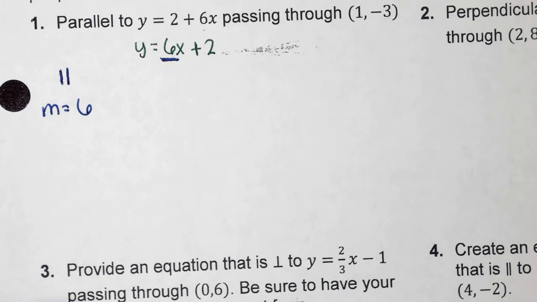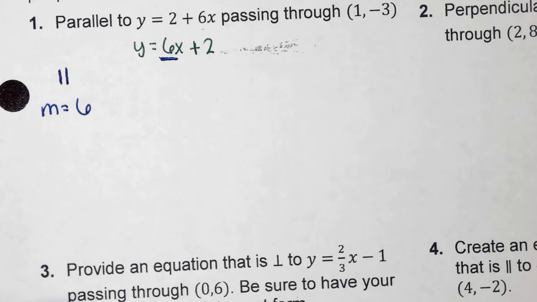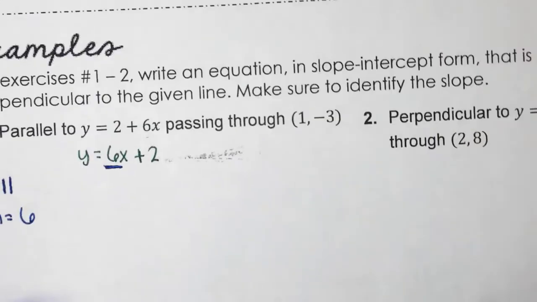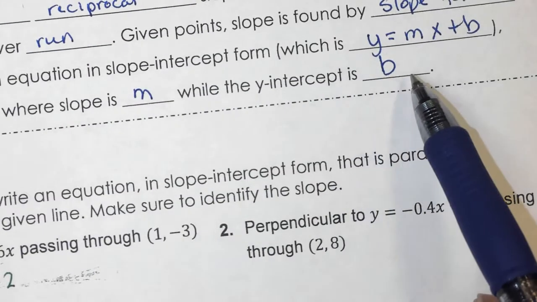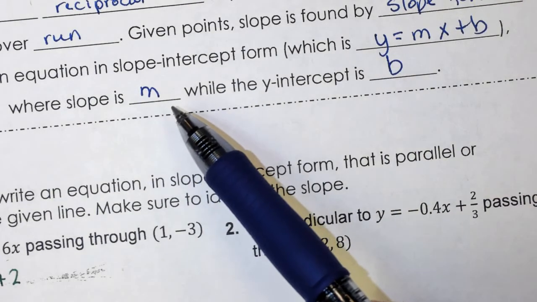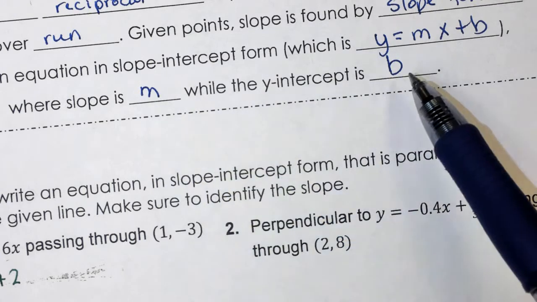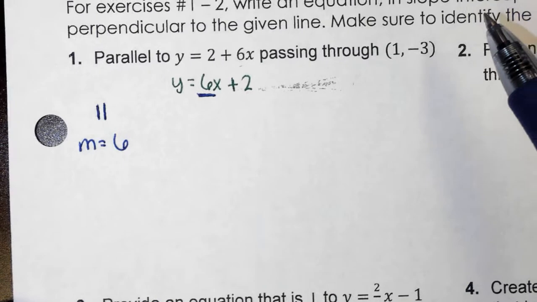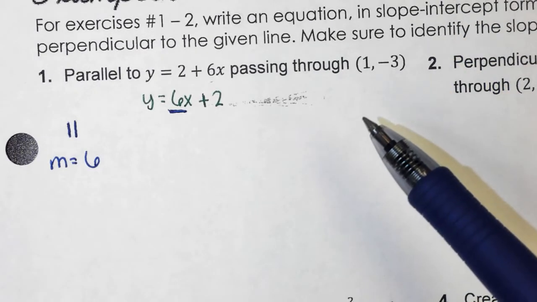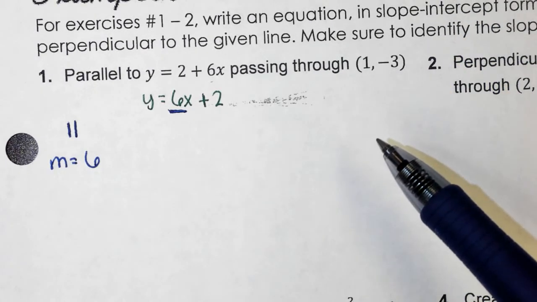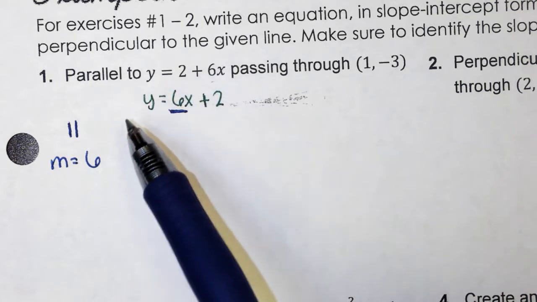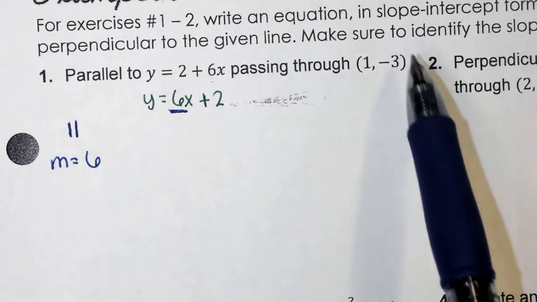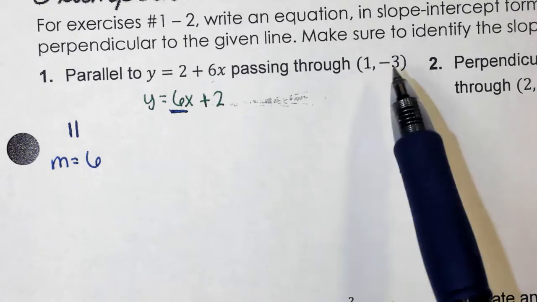So from here, I can just easily tell you that the slope of my new line is going to be 6 as well. Then from there, the other thing that I need to write a slope-intercept form equation is b. I have m because I can just get that from the original equation. B is the part that I need to find. To find b, I'm going to use the other stuff that it gave me. I don't know where the y-intercept on my new line is, but I know that my new line passes through this point right here. That's key.